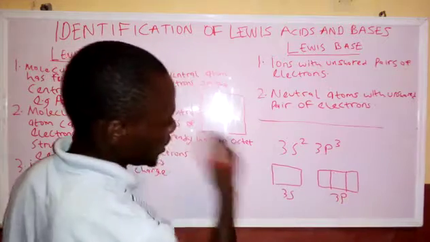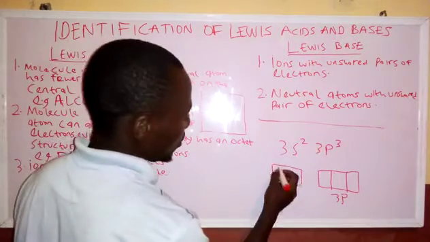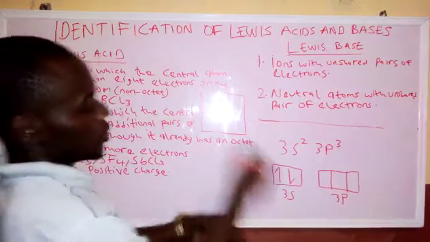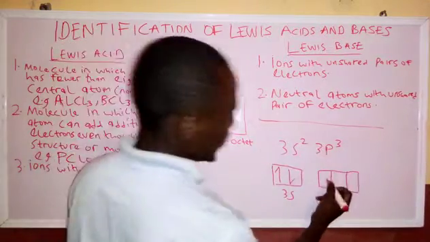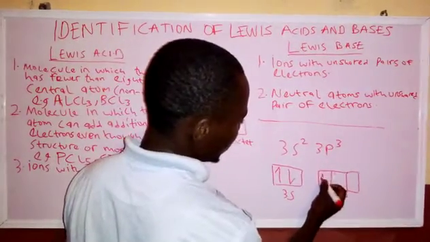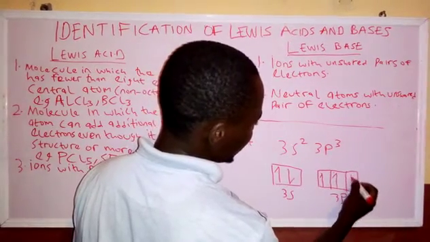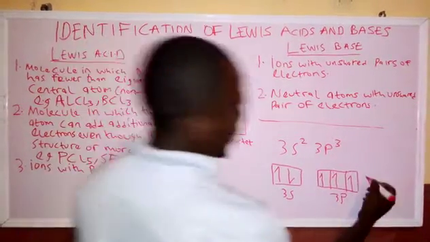3p. So now 3s 1, 2. So can you see 3s orbital is filled up already. Now 3p, so this one comes here, this one comes here, this one comes here.